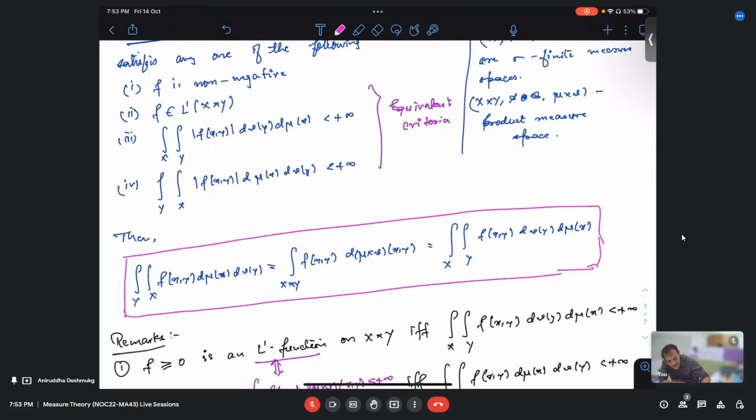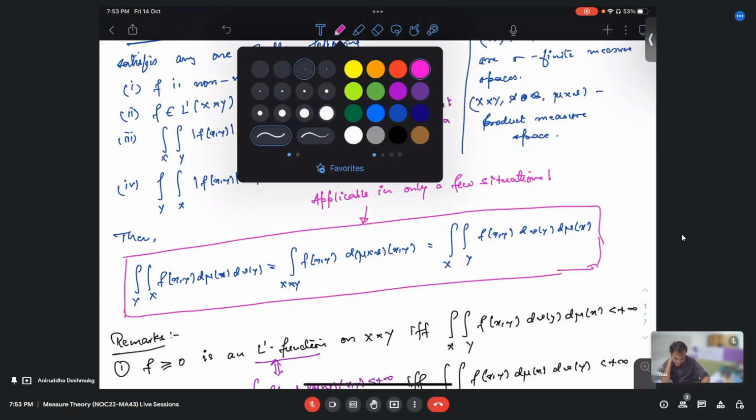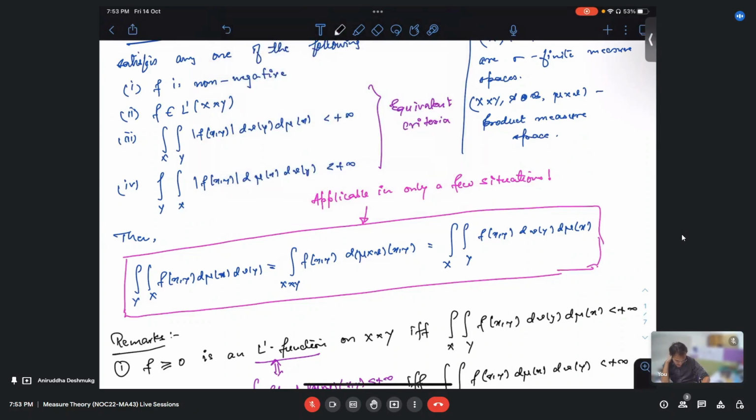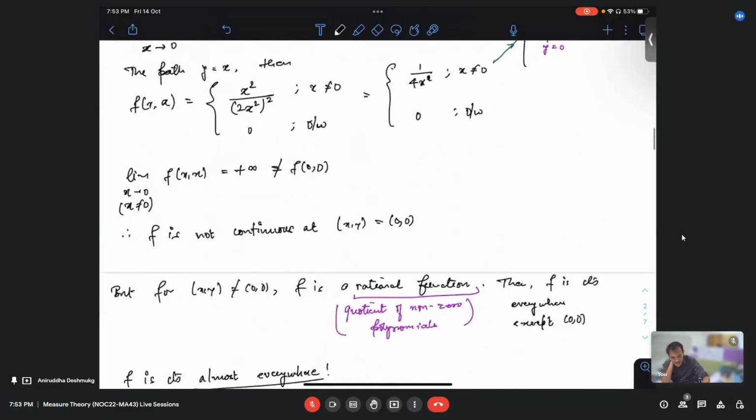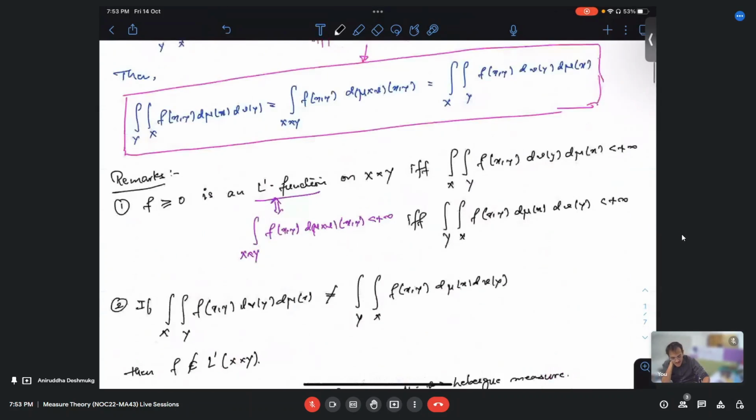So that is one thing to take away from all this. This is applicable in only a few situations. So for instance, to give an example, I think 1 over root x. Yeah, we have seen examples, right? Most of the times we cannot use it.